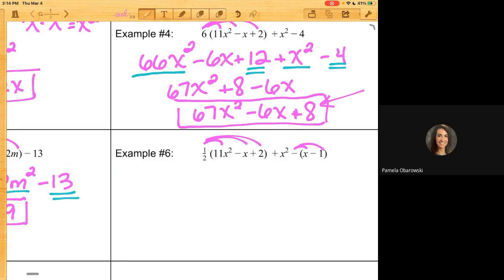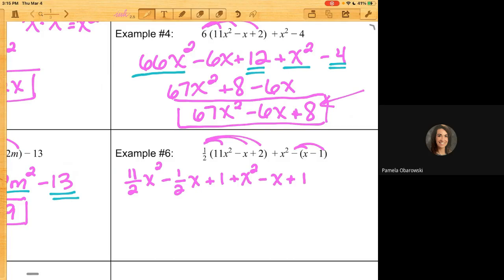So I've got 1/2 times 11. I do not want you to change this to a decimal. Keep it as a fraction. 11 over 2 x squared. 1/2 times negative x is negative 1/2 x, and 1/2 times 2 is 1. Then I've got plus x squared, and then I'm going to distribute in a negative. So minus x plus 1.